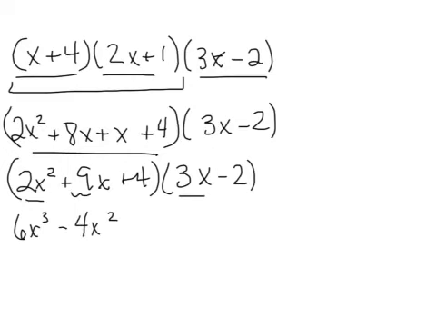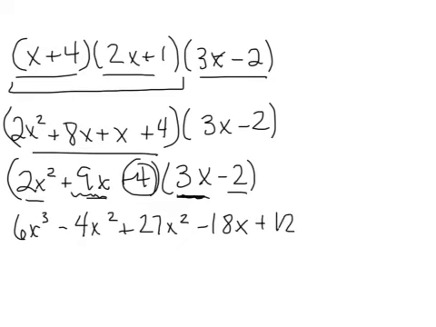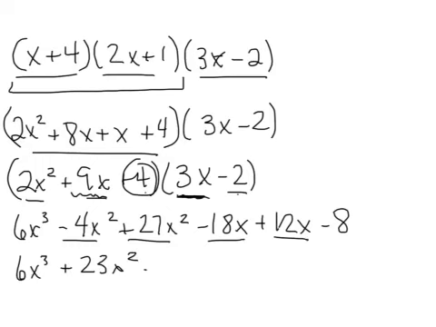Now we start with this term. 9x times 3x gives us plus 27x squared. 9x times negative 2, negative 18x. And then finally, our 4 times 3x gives us plus 12x, and 4 times negative 2 gives us negative 8. Now when we combine like terms, we end up with, let's see, plus 23x squared. These two combine, leaving us with negative 6x minus 8.